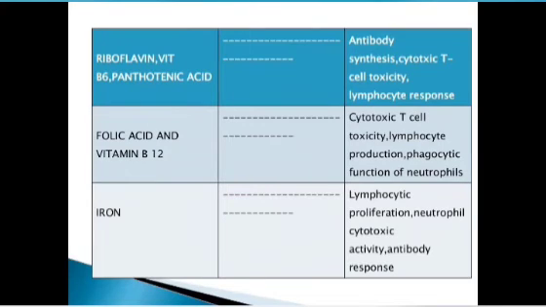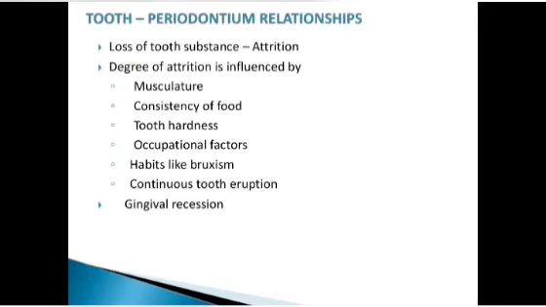Then for riboflavin, vitamin B6, and pantothenic acid, antibody synthesis, cytotoxic T cell toxicity, and lymphocyte response are decreased. For folic acid and vitamin B12, cytotoxic T cell toxicity, lymphocyte production, and phagocytic function of neutrophils are decreased. With iron deficiency, lymphocyte proliferation, neutrophil cytotoxic activity, and antibody response are decreased.